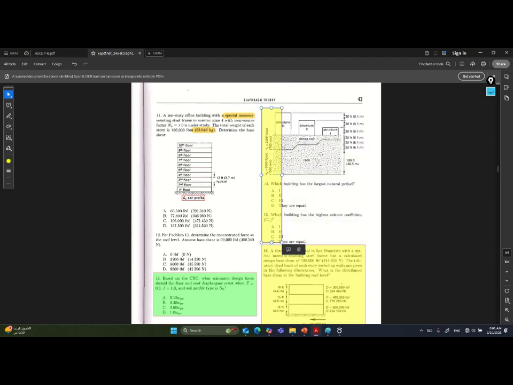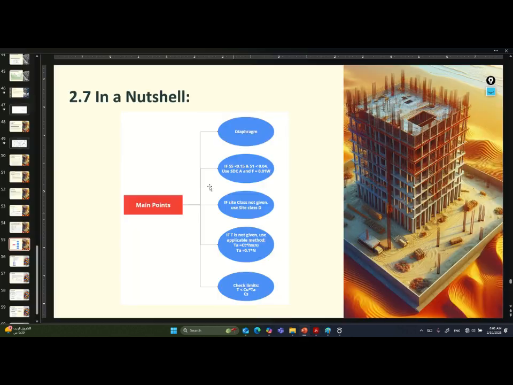Okay, so it will tell you how to calculate the base shear under each building. So it is also important, so you will have to consider how to calculate the base shear under the building by using the average shear wave velocity. So that's all in a nutshell. Just focus on the diaphragm and have general information about each point, and don't forget to use the limits.